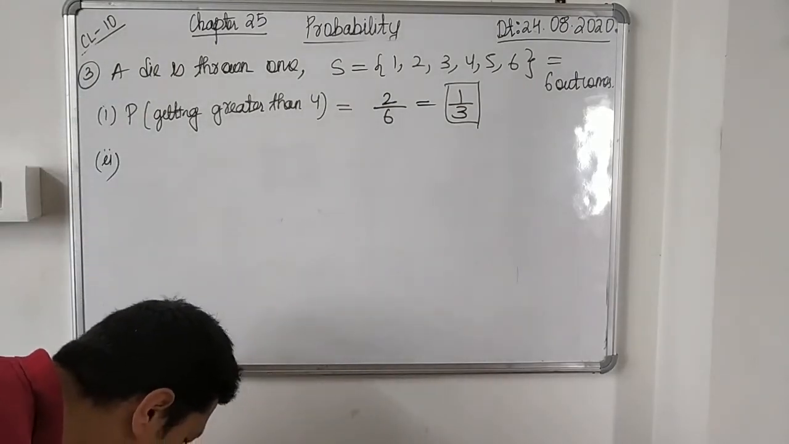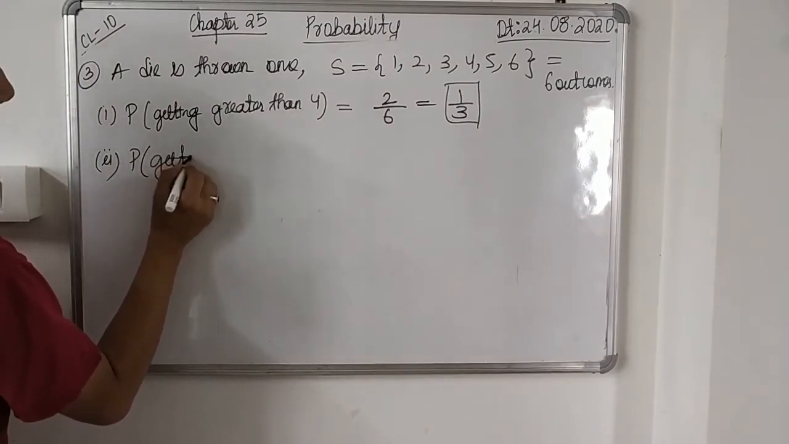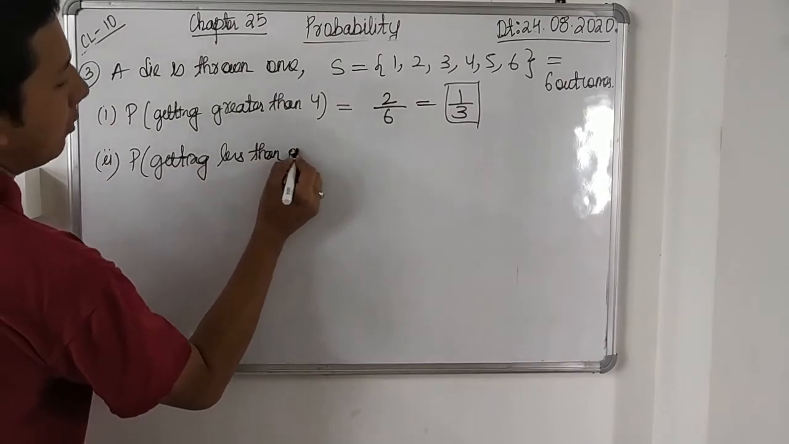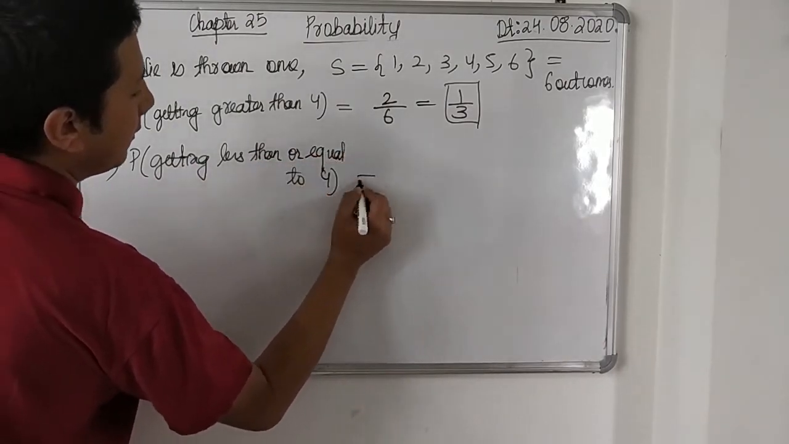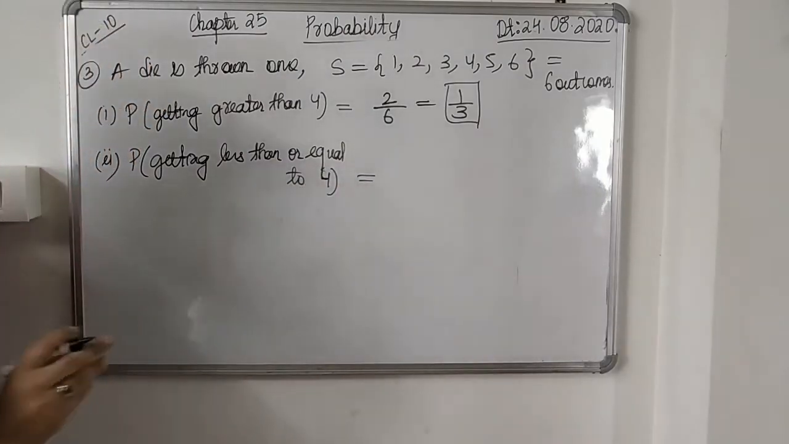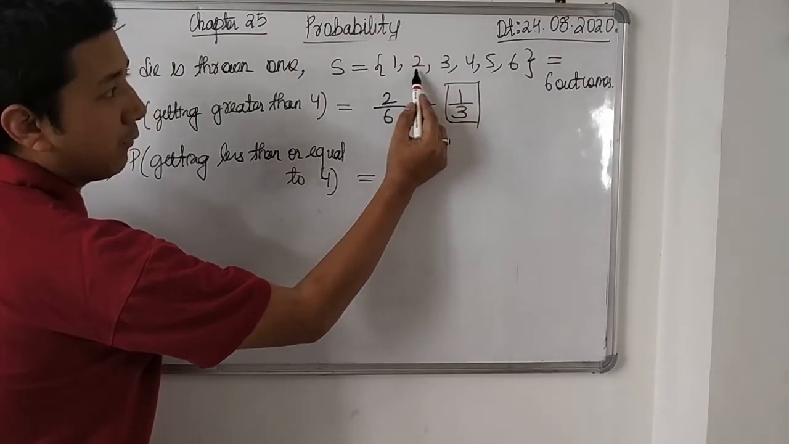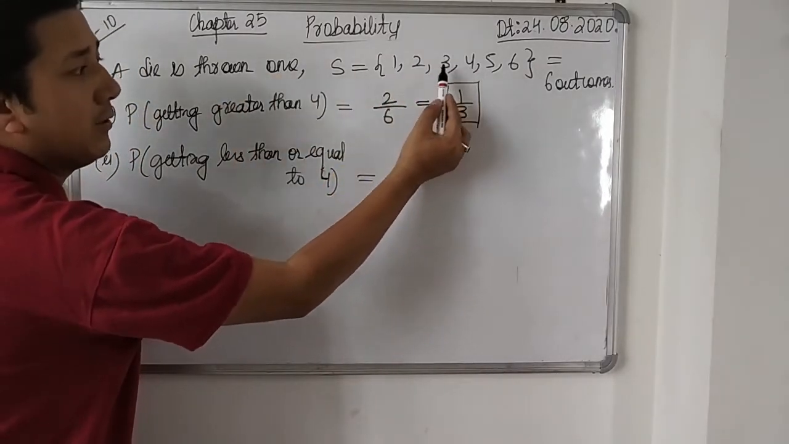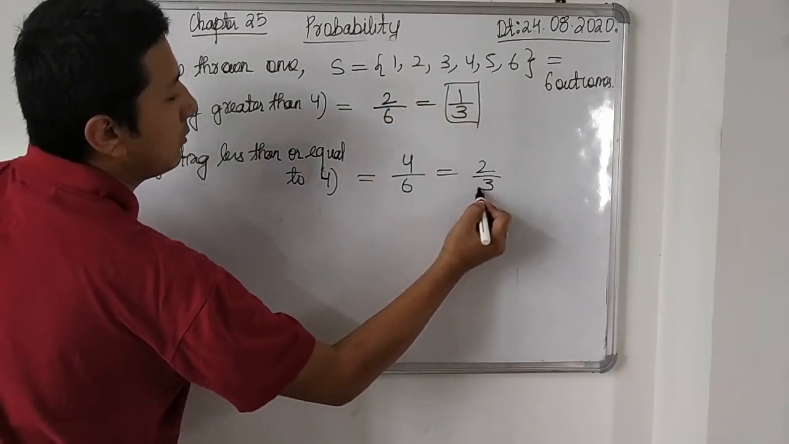Probability of getting less than or equal to 4. Less than 4 means 3, 2, 1, or equal to 4 also. How many chances? 1, 2, 3, 4, isn't it? So 4 by 6, which means 2 by 3.